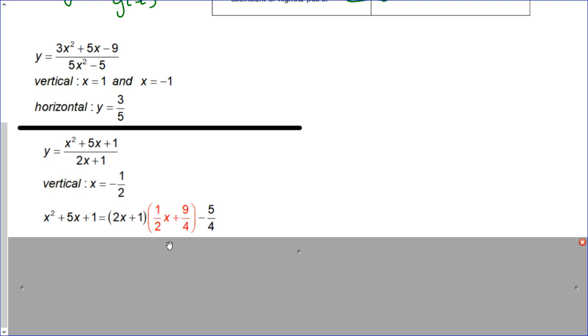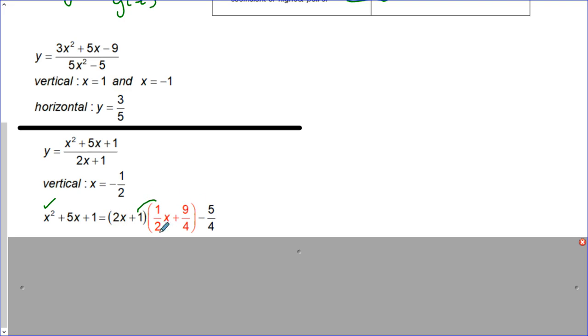Okay, I've chosen a tricky one here. In order to multiply 2x by something to get x squared, I must multiply it by a half x. Now I want to end up with 5x altogether. So far, I've got a half x, so I need another 4.5x. But remember, whatever I put in here is going to double. So in fact, I want half of 4.5, so it's 9/4.